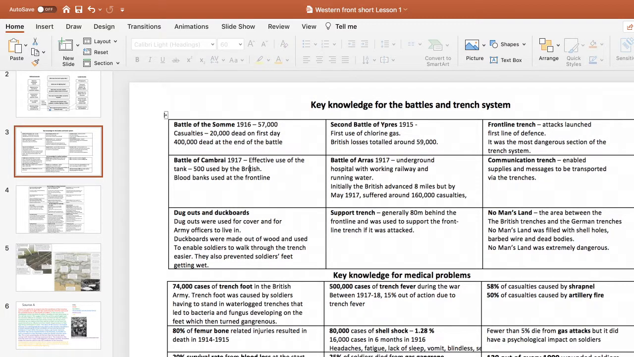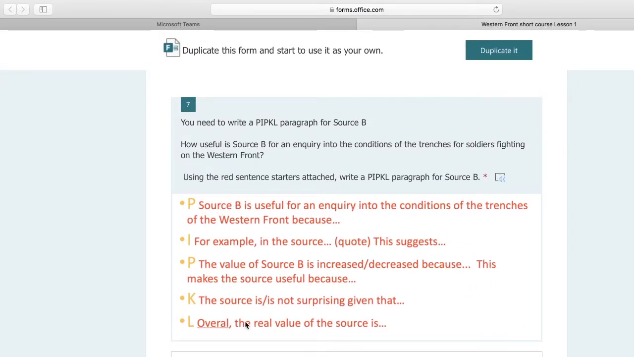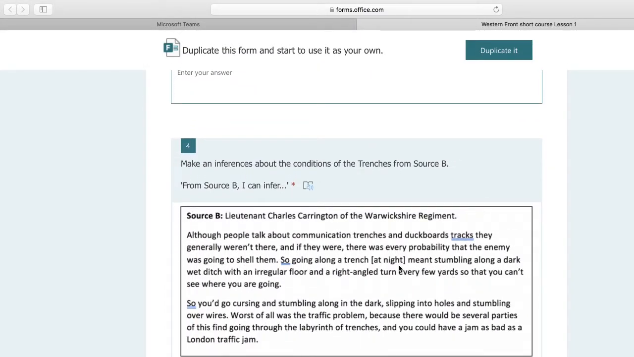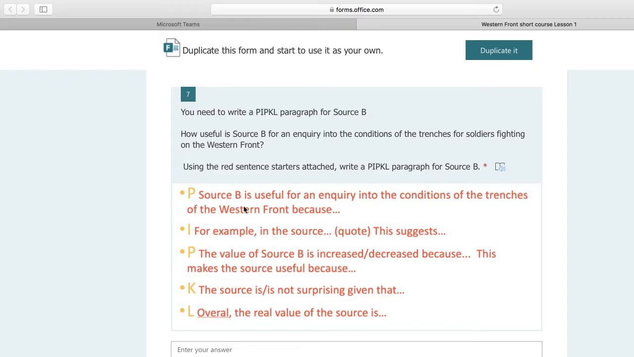After you've read through the model source, all you have to do is, following the structure, so I've also put it in here for you in red, use this source and tell me why this source is useful in telling me about the conditions of the trenches. So again, you'd be using the red sentence starter, so everyone's is going to start with: source B is useful for an inquiry into the conditions of the trenches of the Western Front, because.